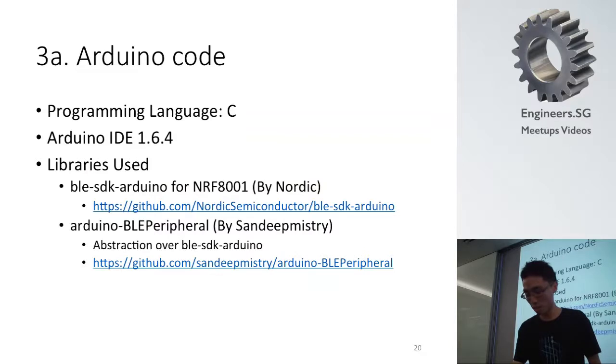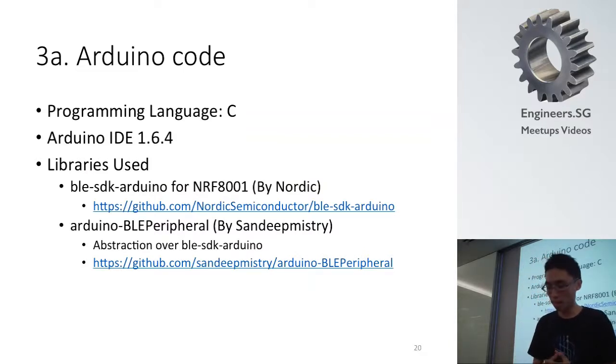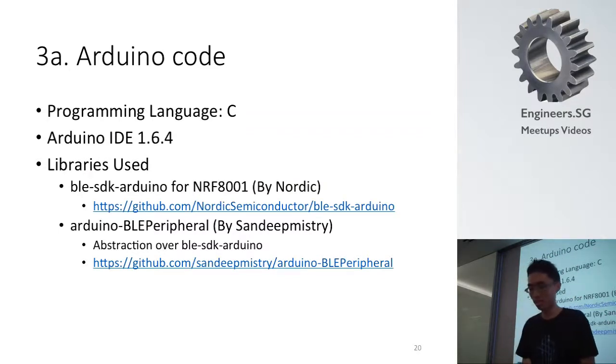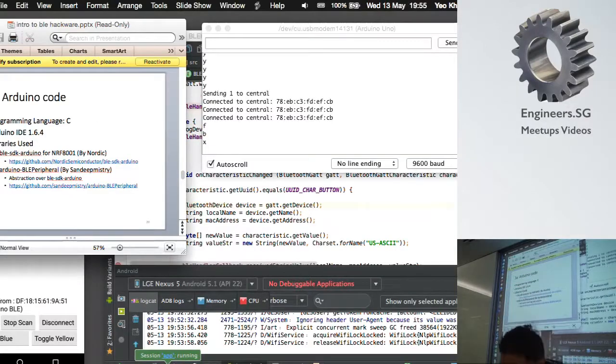Okay, so I'll now begin the Arduino code. I'm using Arduino 1.6.4. I'm using two libraries. The first one is by Nordic, but the problem with this library is that it is very difficult to use. It's very cryptic, and documentation is not a lot. So this guy, Sandeep Mistry, has actually written a thin wrapper around this. So this is what I'm using. Okay, sorry. So now let's go to the Arduino code.